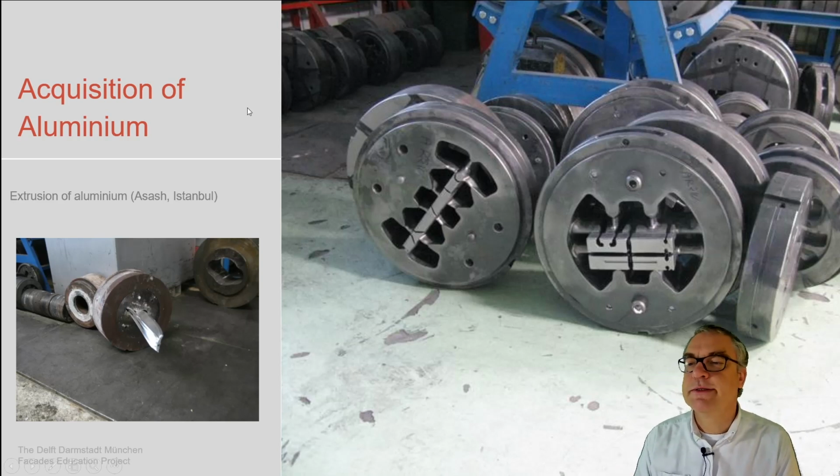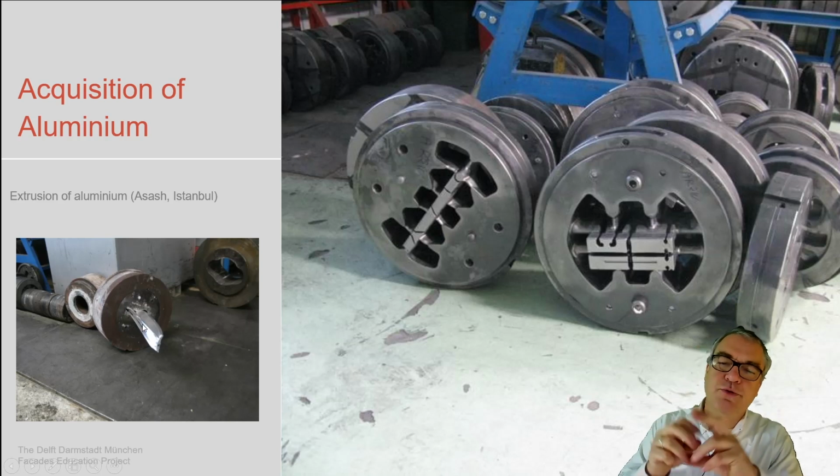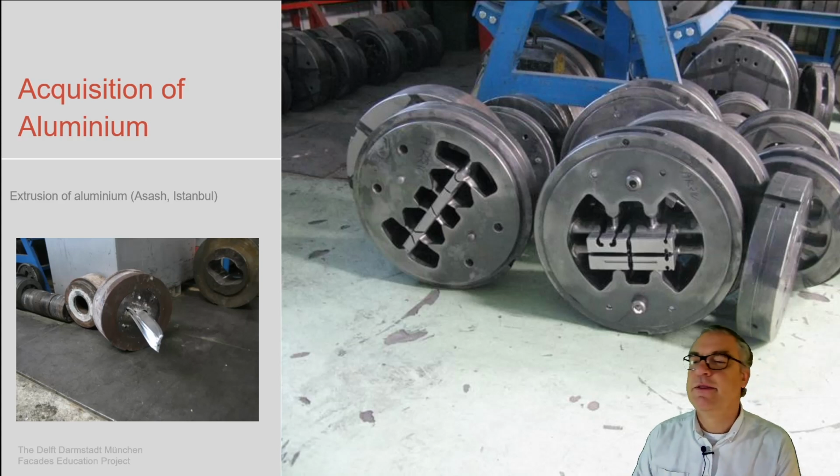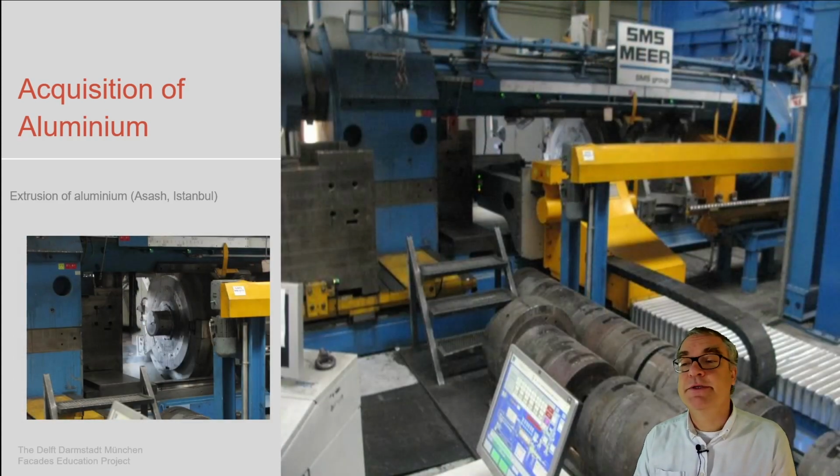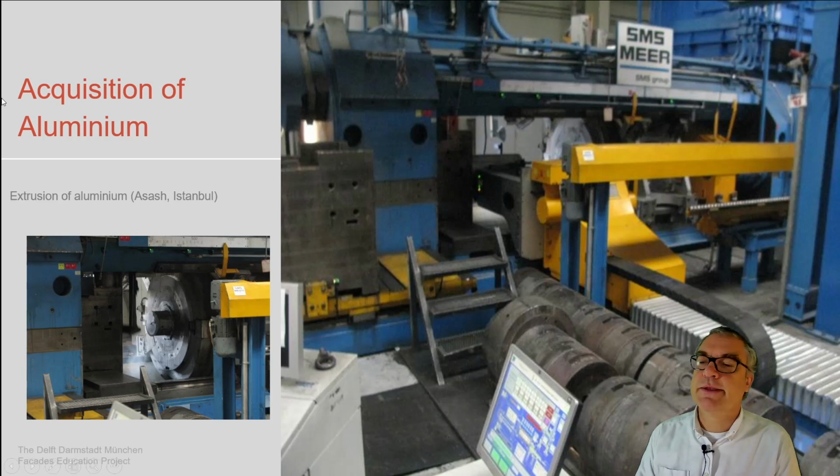Sometimes this goes wrong. Let's say this smart picture where you see that the aluminium in the extrusion process, for whatever reason, stopped the process and then the aluminium is stuck in the die. And you can imagine this die doesn't work. You have to rebuild the die. This is the extrusion machine itself.